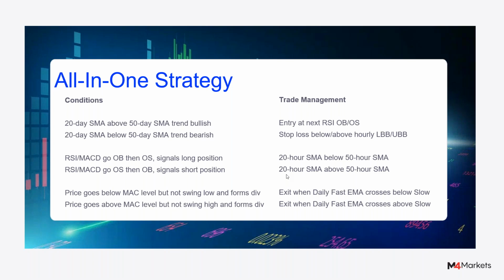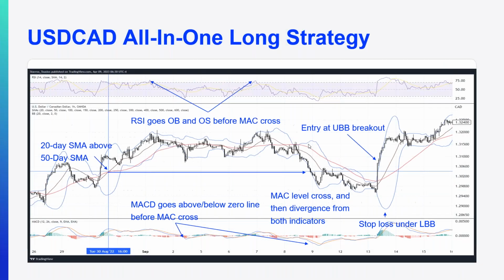20-hour SMA below the 50-hour, 20-hour SMA above the 50-hour, okay, and exit when the daily fast MA crosses below the slow. Now look at this. Again, dollar cut. Everything has happened on dollar cut, guys.